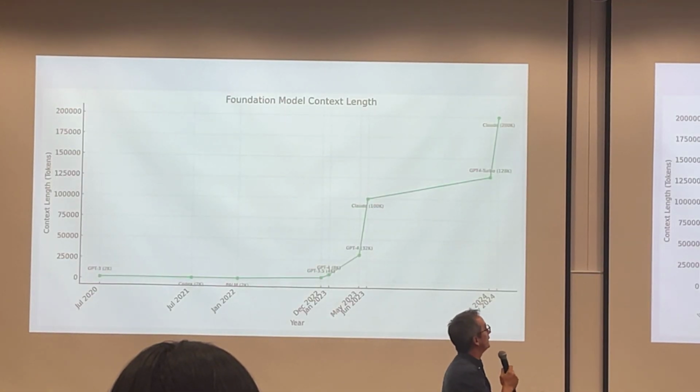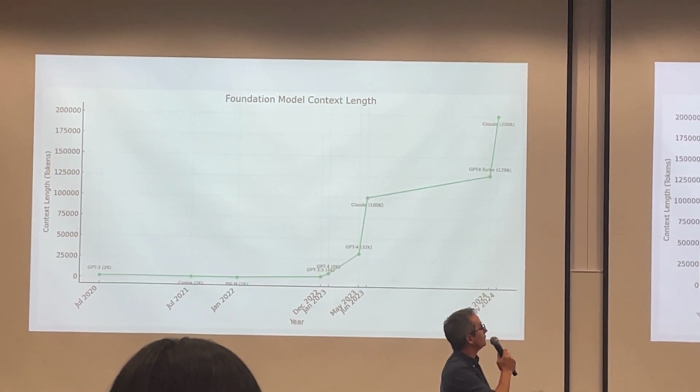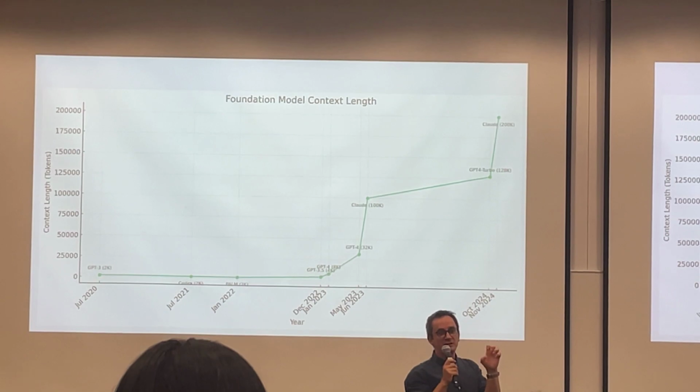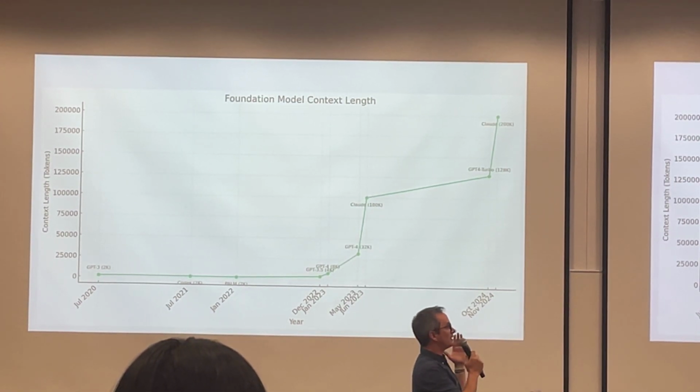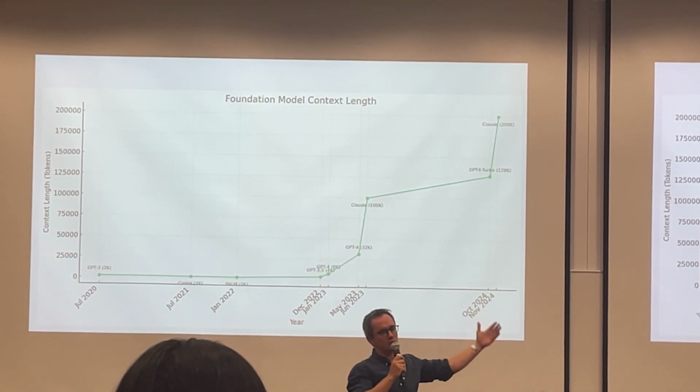Next one. Also the models. Model context length is how much data they can use and how much data they can give you back. These numbers have been shooting up to the sky because they are smarter and smarter. They can assimilate much more data than before.